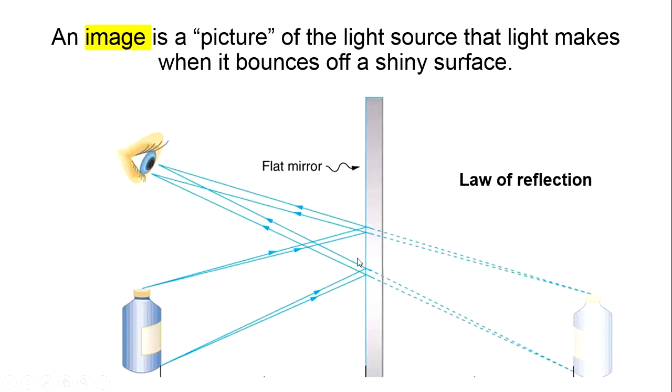So an image in a flat mirror appears to be behind the mirror. As you can see here, it appears to be behind the mirror. The distance to the image is equal to the distance that light traveled from the object to the mirror. So the image is formed behind the mirror, and the law of reflection again says that at whatever angle the light strikes a surface, it reflects back at the same angle.